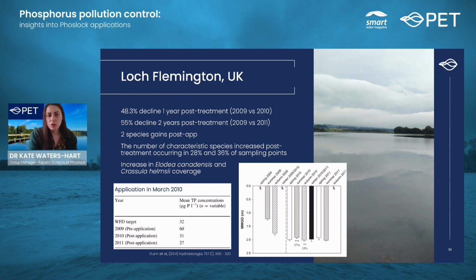Thanks to the treatment, we had 2 new species gained to this site following the application. Also, macrophyte maximum growing depth increased, and also more characteristic species returned to a number of sampling points post-treatment. Unfortunately, there was an increase in the invasive aquatic plant species, but the authors of this paper, where these graphs come from, attribute this to the increased water clarity of the site.